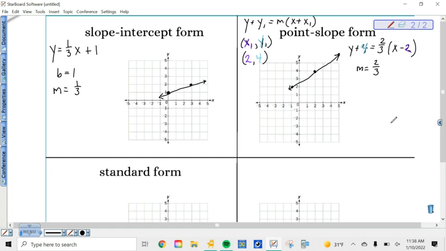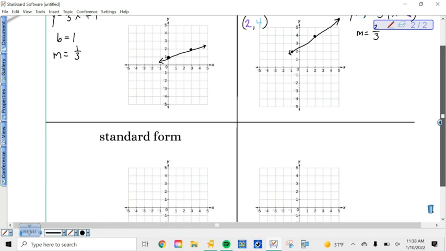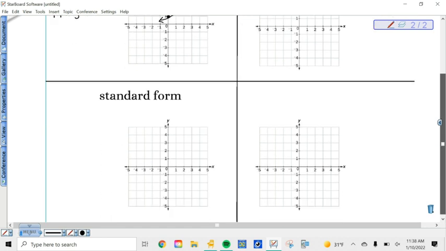Okay. Now standard form. Let's go over this. So standard form, we haven't done this before. It's not easy, but it's a good try. And that is what we're going to do. We're going to find the x and the y intercepts. That's going to be our first step.